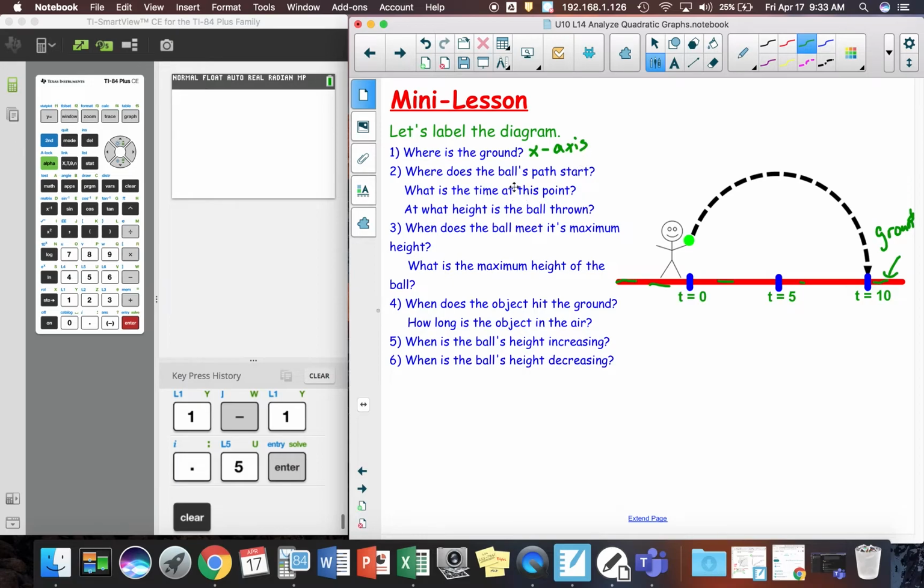Okay, so the ball's path, where does it start? So as we can see, the ball is in this guy's hand. We can call him Bob. It's in Bob's hand right here. And he's going to throw it, and it's going to go from here all the way to the ground. So it's going to take this path and go all the way to the ground right there. Alright, so that's what's happening. So it starts in his hand.